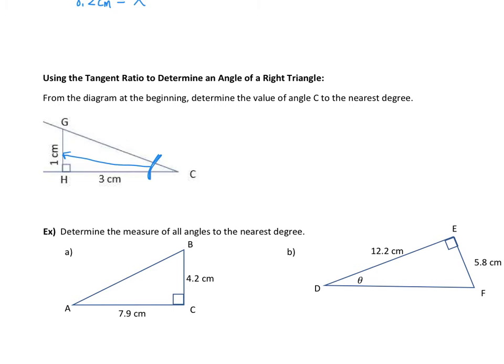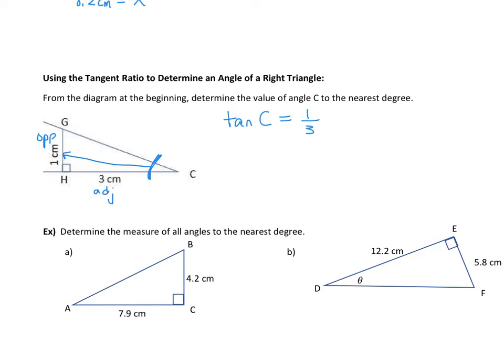That gives this as our opposite, which we knew was 1, and our adjacent, that's the 3 centimeters. So the tangent of angle C will equal 1 over 3. Now, that's what the ratio is, but we want the actual angle value.